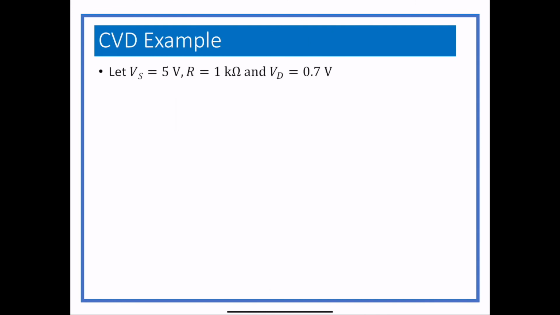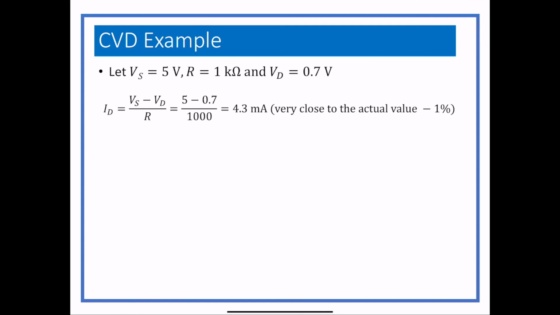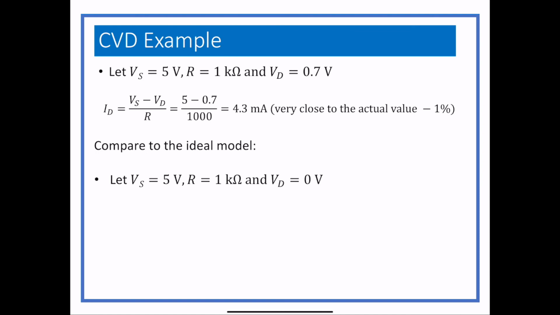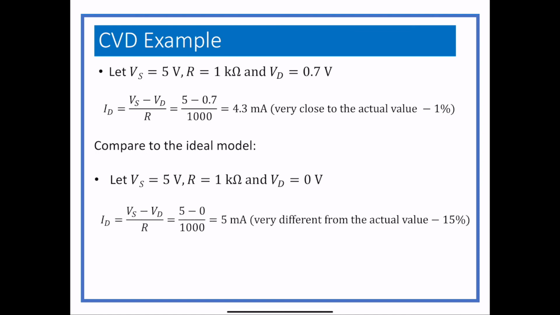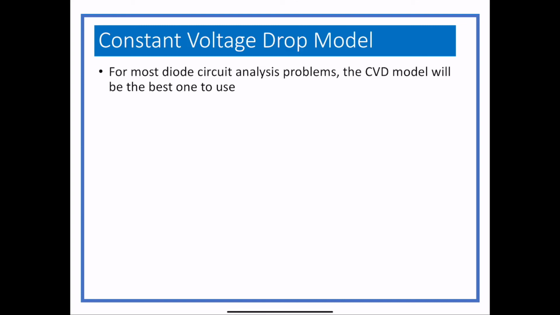So if we look at this model and you do the problem that we just did using iteration, and we just assume that the diode voltage is 0.7, we do get really, really close to the current we got before. That was actually the first iteration we did. And 4.3 milliamps is really close, within 1%, which is great. If we were to use the ideal model, then we actually end up with a value of current that is really, really far off from what we had. So in this case, we end up with about 15% difference. So that is really not a good model to be using.